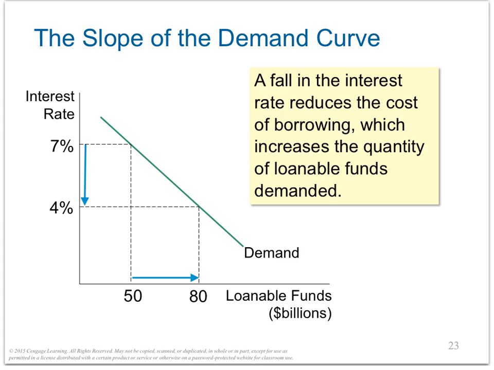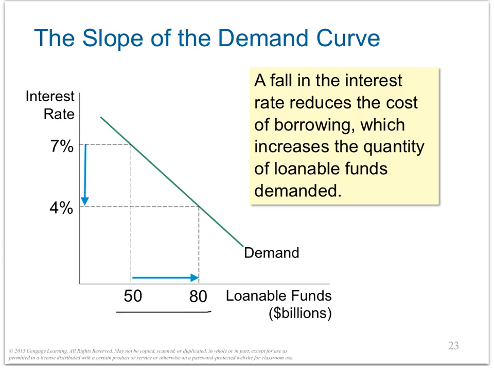Look at now the demand. As you see again, the quantity of loanable funds is on the horizontal axis and the interest rate is on the vertical axis. And again, the interest rate is the price of the loan. It represents the amount that borrowers pay for loans and the amount that lenders receive on their saving.